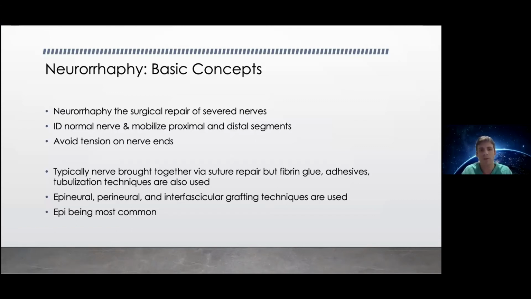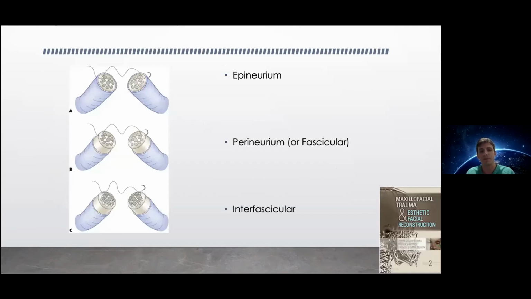You identify the nerve proximally and distally, as you would in a lot of cases where you're dealing with scar. You identify normal anatomy above and below, and you free up both the proximal and distal nerve segments, making sure during the repair there's no tension on either of the nerve ends. Typically we'll use a suture, but there are reports of use of just fibrin glue. We often use a suture with fibrin glue. There are other adhesives and tubularization techniques that are used. There are 3 grafting techniques, which we'll talk about, but we're often using the epineurial sutures.